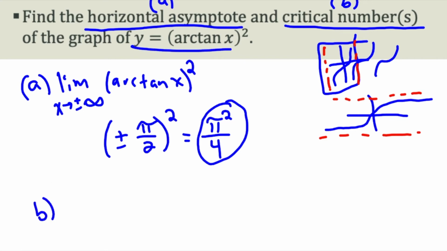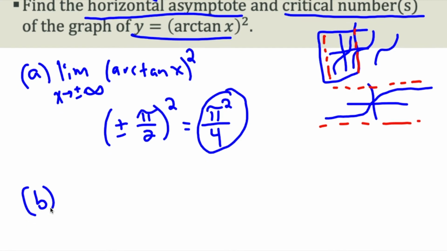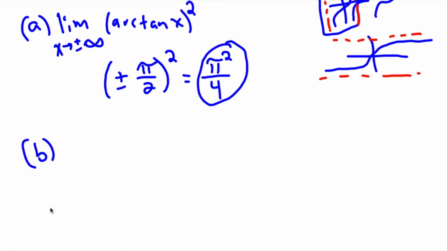All right, part B asks us to find critical numbers. So we had two ways of finding critical numbers. We could do this either with the first derivative test or the second derivative test. Personally, I'm not a fan of the second derivative test, mainly because you have to do the first derivative anyway, so we might as well just do the first derivative test, which says take the derivative. Let me back up here, because I know I scrolled up and you can't see the top function. So this is the original function, arctan x squared.